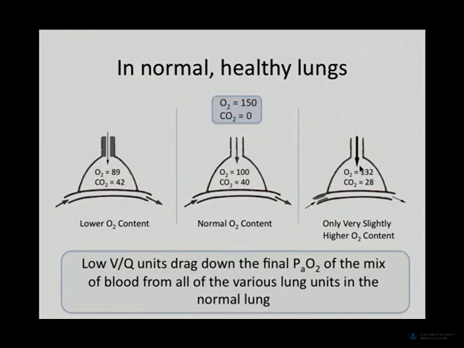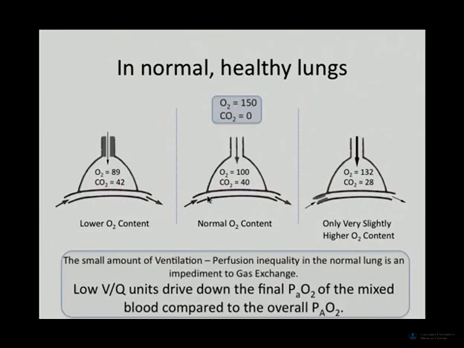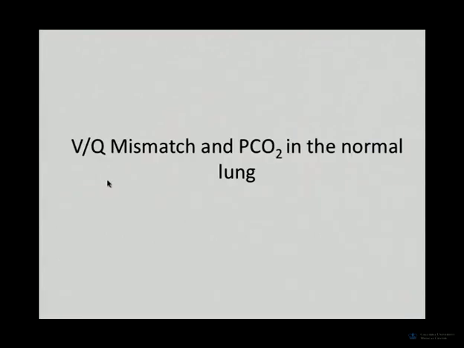Okay? So in a sense, we've set up a scenario where these low VQ units are dragging down. If all of these units are contributing blood to the final pool, these low VQ units are dragging the final mix, the final amount of oxygen in the blood, down. Okay? And that's compared to just the overall PaO2. These units contribute more. And again, we're not talking about disease, we're talking about the normal, healthy lung and the consequences of just normal physiologic VQ mismatch in the lungs.